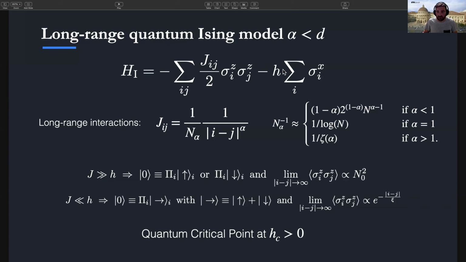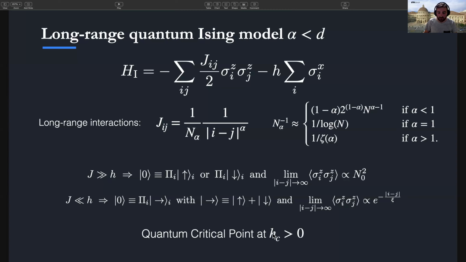Also, the system has a paramagnetic transverse field, which is h, and as you all know from textbooks, when the ferromagnetic interaction is much larger than the transverse field, one finds that the system has two ground states and there is spontaneous magnetization in the system. Of course, this happens in the thermodynamic limit. And for J much smaller than the transverse field, one is in a paramagnetic state where the correlation functions are exponential.